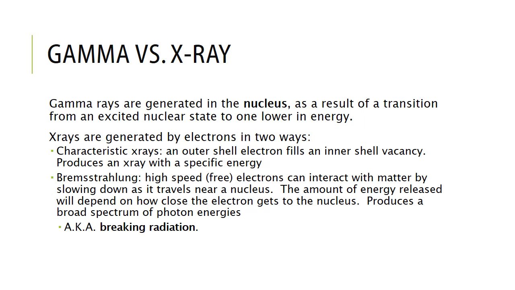Okay, and then the other type of X-rays that you're going to hear us talk about is what's referred to as Bremsstrahlung, or braking radiation. And what that is, it's a high-speed free electron that can interact with matter by slowing down as it travels near the nucleus. The amount of energy released is going to depend on how close the electron gets to the nucleus, and it produces this very broad spectrum of photon energies. But again, Bremsstrahlung radiation is just referred to as braking radiation.